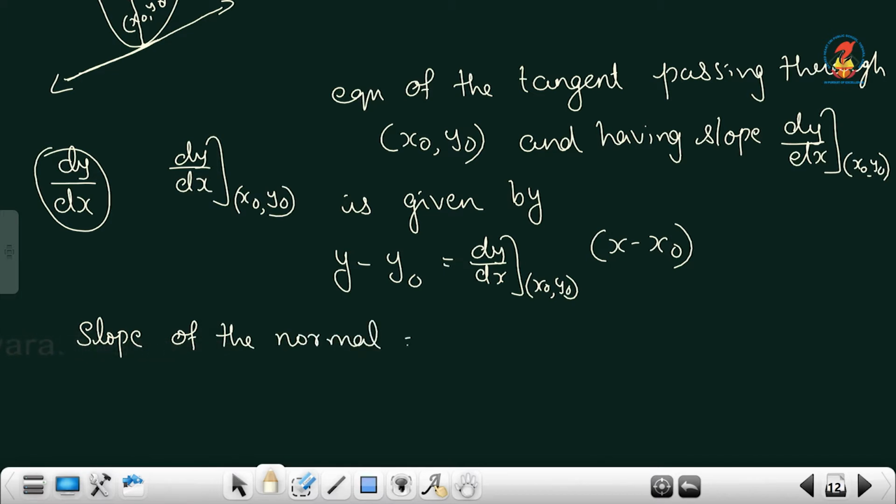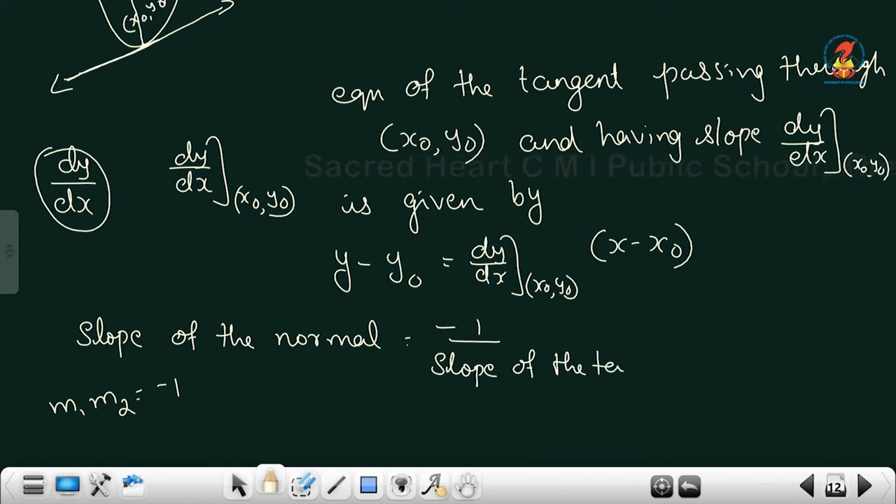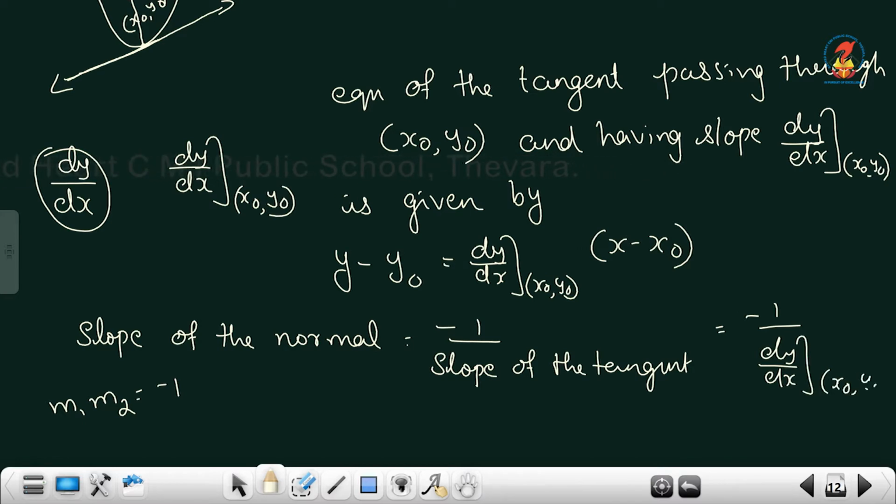Since normal and tangent are perpendicular to each other, the product of their slopes, that we have studied last year, m1 m2 is minus 1. So, the slope of the normal is minus 1 by the slope of the tangent, that is minus 1 by dy by dx at x0, y0. So, this is the slope of the normal.